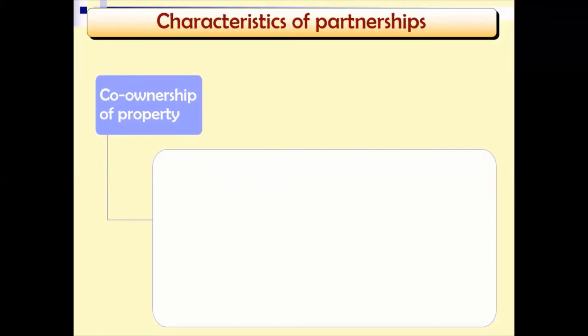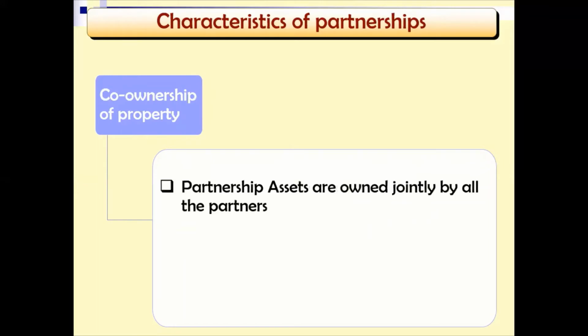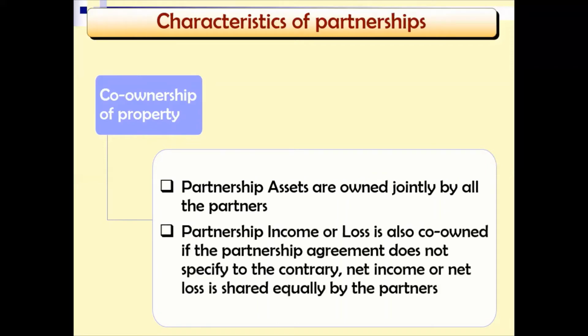There is co-ownership. Co-ownership here is that a partnership's assets are owned jointly by all the partners. Partnership income or loss is also co-owned. So if the partnership agreement does not specify to the contrary, then net incomes of the partnership are shared equally by the partners. But usually you find that partners have an agreement which states the basis of sharing profit, or the ratio on which profit is shared, which is the profit sharing ratio among the partners.